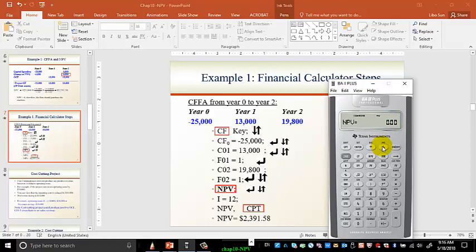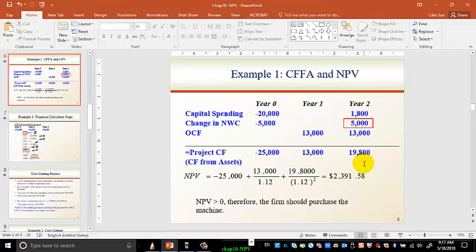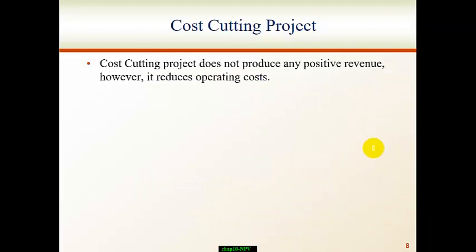Use the arrow key, go down. When you see a net present value, it's now the time to click calculation. Click on the compute keys. We got a net present value of $2,391.58. So again, my recommendation, use a template, fill in the information from the question, do the calculation separately. Lastly, use formula or cash flow keys to find out net present value.